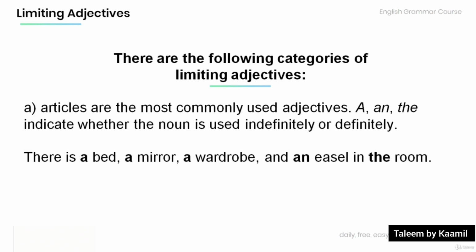Now, there are several categories of limiting adjectives. Let's have a look at those categories. A. Articles are the most commonly used adjectives. A and the indicate whether the noun is used indefinitely or definitely. Have a look at the example below. This is a bed, a mirror, a wardrobe, and an easel in the room.